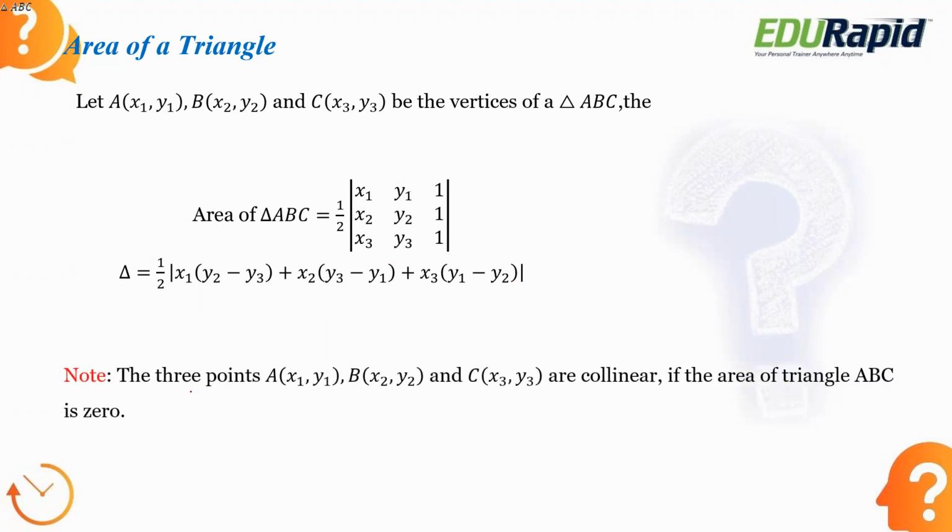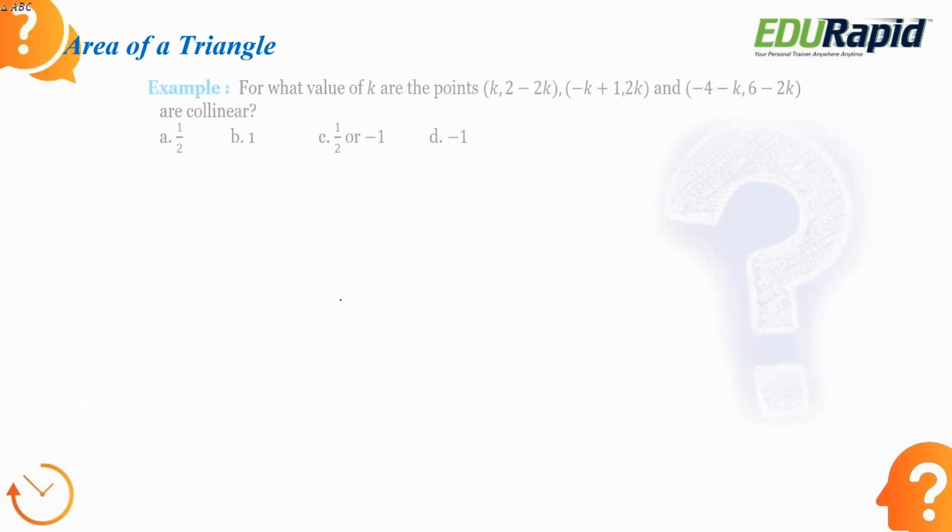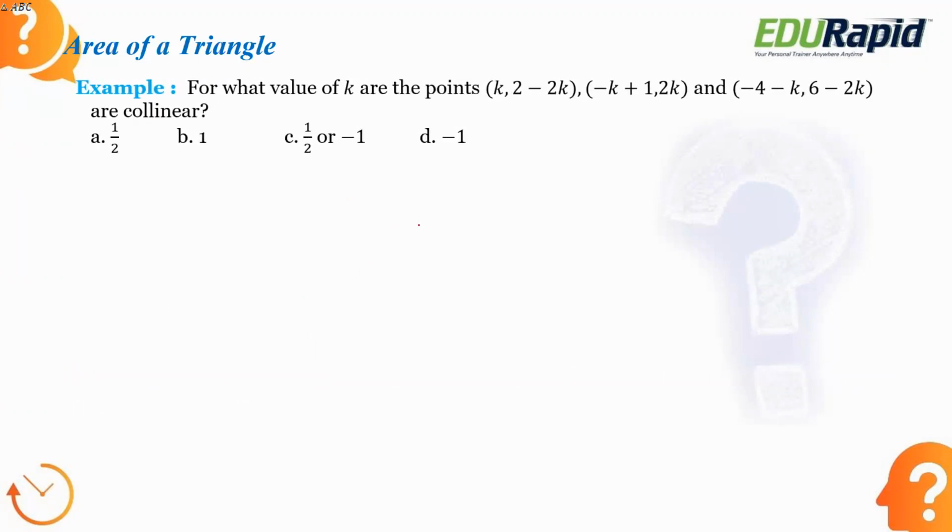So as I told you in the previous slide, the 3 points A, B, C are collinear if the area of the triangle is 0. For the 3 points to be collinear in a triangle, it has to be 0. How do we find this? For what value of k are the points collinear? You're given just 3 points here and you have to find that they're collinear.